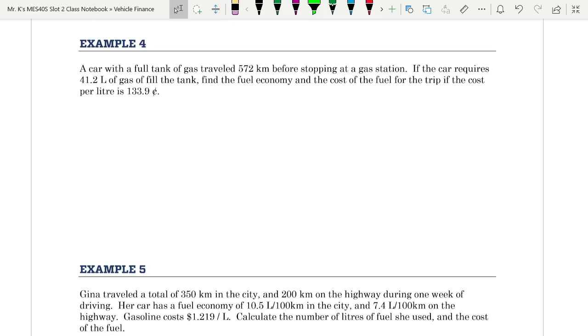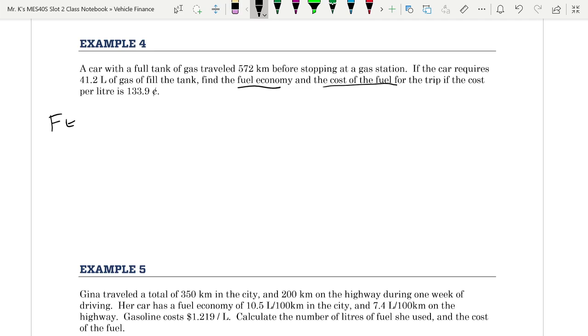A car with a full tank of gas traveled 572 kilometers before stopping at a gas station. If the car requires 41.2 liters of gas to fill the tank, find the fuel economy and the cost of the fuel. So it's asking for 2 calculations. All right, which one do we want to do first? Let's do the fuel economy first.